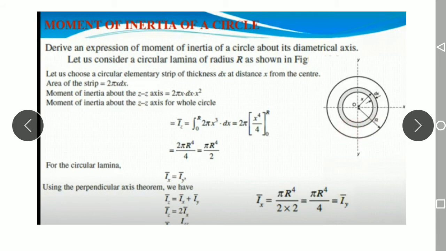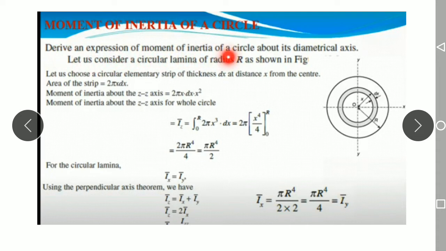One more thing: for a circle, the moments of inertia about both the x and y axes are similar because the radius is the same in all directions. Therefore Ixx is always equal to Iyy in the case of a circle. So let us see the moment of inertia derivation here.